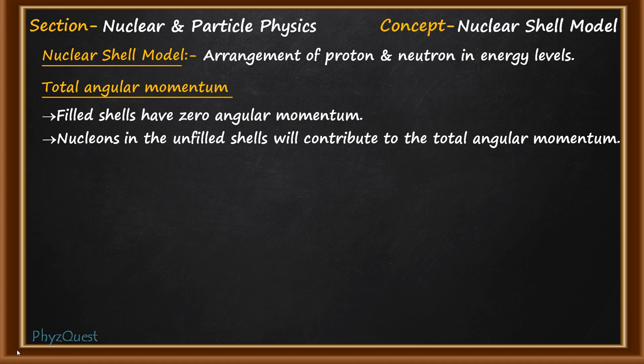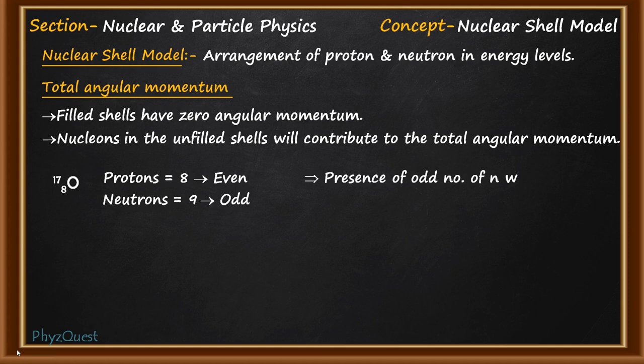Now here the nucleus given is oxygen 17, in the ground state. The number of protons is 8, which is even. The number of neutrons is 17 minus 8, that is 9, which is odd. So, following the above two rules, the odd number of neutrons will contribute towards the total angular momentum.